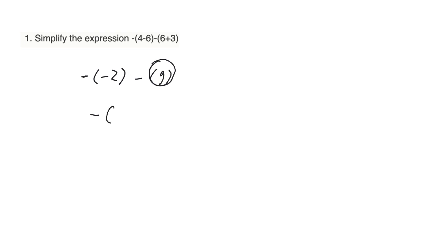So we get negative minus 2 minus 9. Now we can distribute the negative into the parentheses. So we get 2, because a minus times a minus is a positive, minus 9. And 2 minus 9 is negative 7. So that's our final answer.